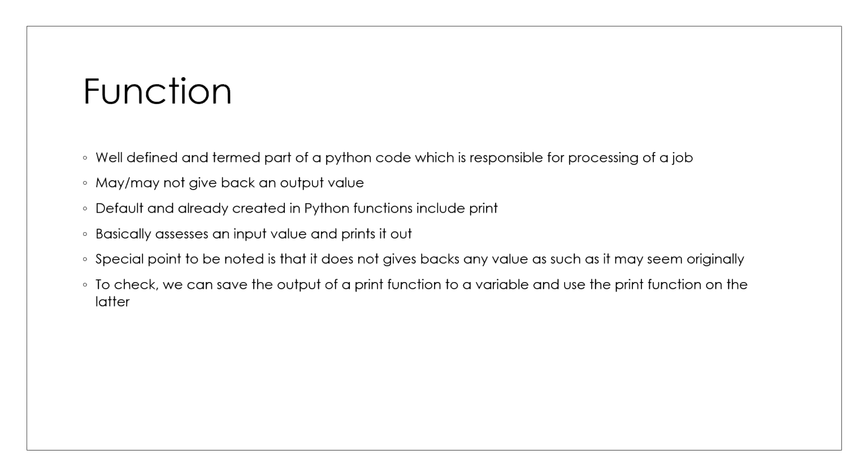Function is a well-defined and termed part of a Python code which is responsible for processing of a job within the code. It may or may not give back an output value. To understand clearly what a function really does and key features of the same, we can put to utilize functions which have already been created in Python by default. The first example includes the print function. Basically, it assesses an input value and prints it out. Let's check it out in the Python command prompt.